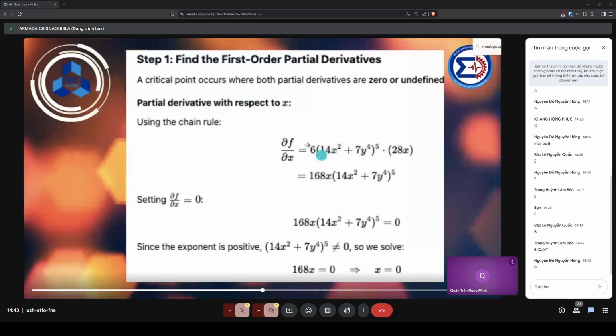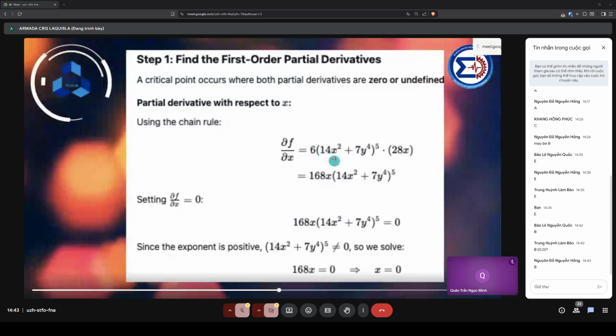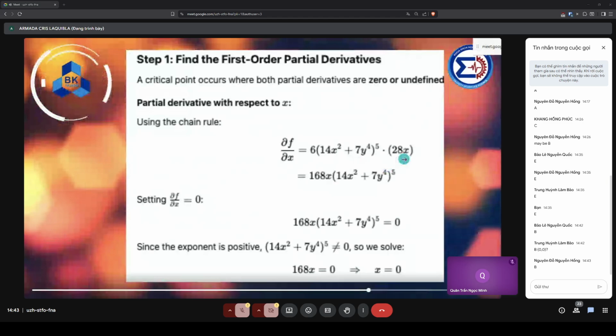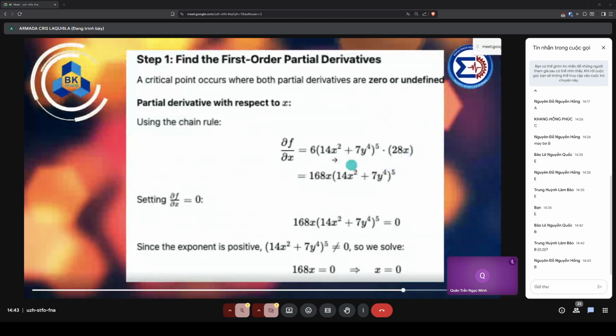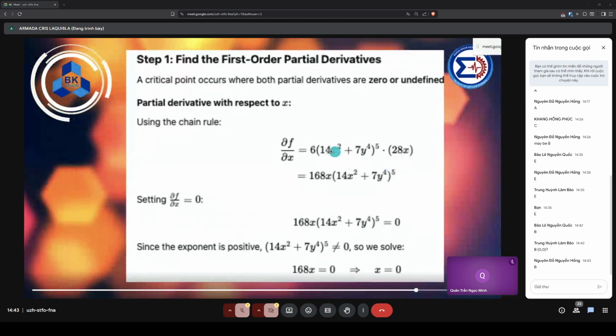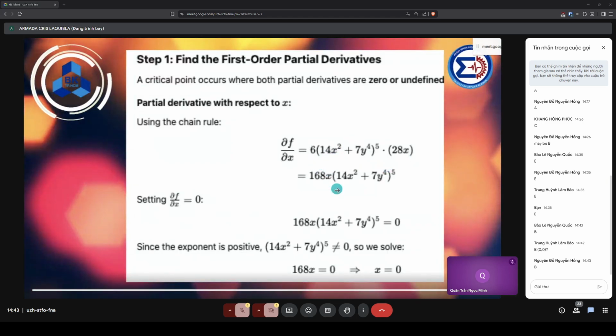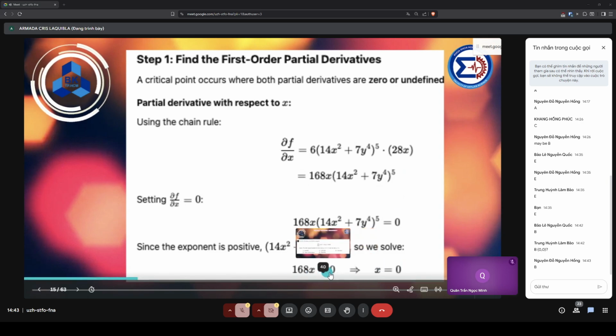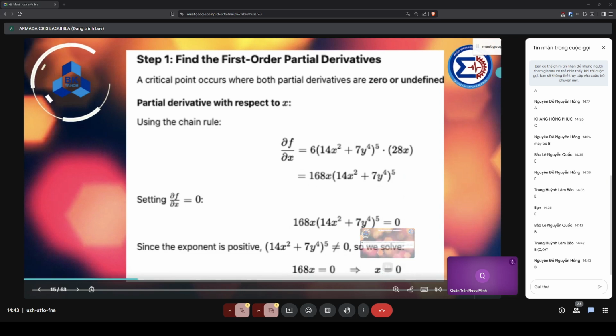So transfer 6 here, and then this one becomes 5 now in the exponent, and then multiply the derivative of what's inside. The derivative of what's inside here with respect to x, we have 14x squared. Derivative of that is 28x. Now multiply 28x and 6, you get 168x times this one to the power of 5. Now equate this to 0, right? Now 168x is equal to 0. Then divide by 168, divide by 168. Your x there is 0.